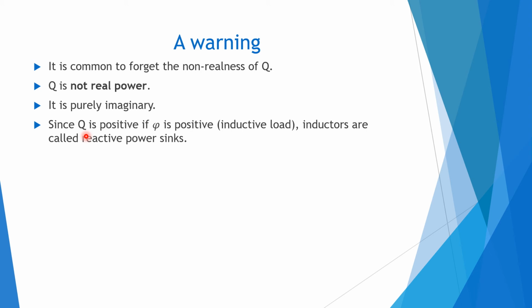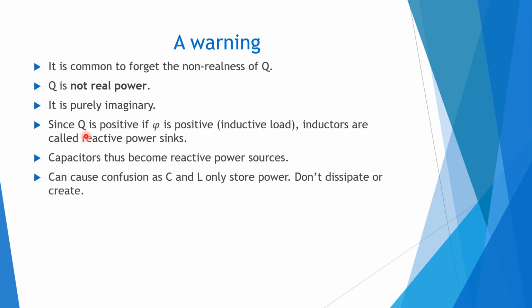So an inductor acts like a reactive power sink, and hence a capacitor must be acting like a reactive power source. But this does not mean that they are sources and sinks in real life. They are not actual powers, because Q is still imaginary. All they do is store and then release the power that they have stored. They don't dissipate or create any power. So over a cycle, C stores some power and then releases it, and L stores some power and releases it. The way we have defined reactive power is such that it looks like C is giving power and L is absorbing power, and it averages out to 0 over a cycle. So that's what is happening.